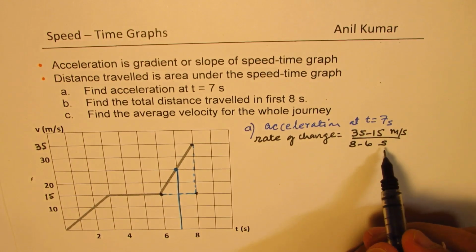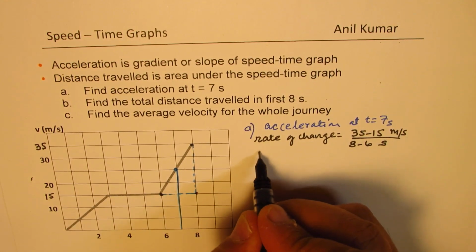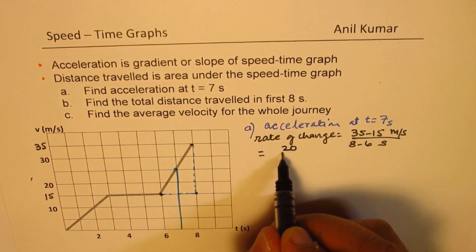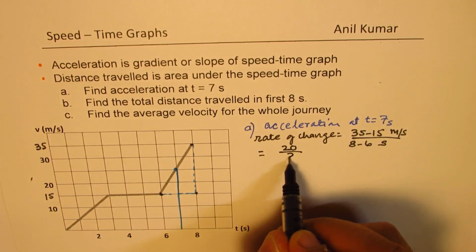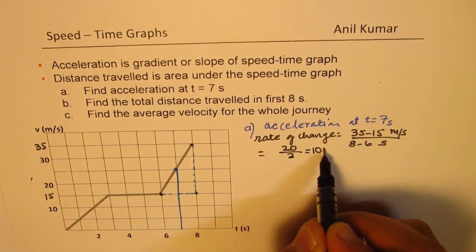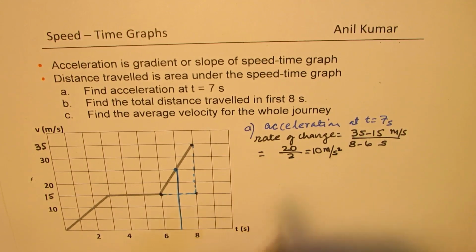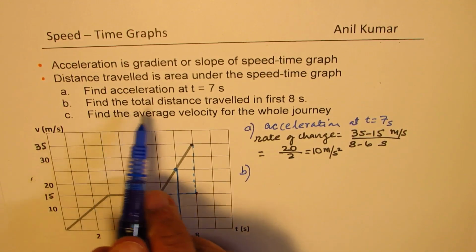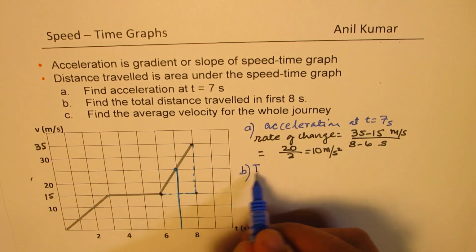So we get meters per second squared as our units. That becomes 20 over 2, which is 10 meters per second squared. So that becomes our answer for part A. Clear? B. We need to find total distance. Now total distance is area.